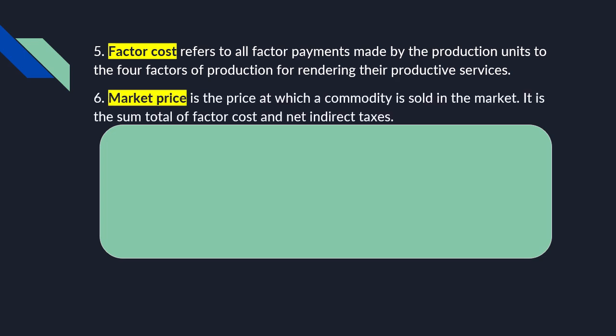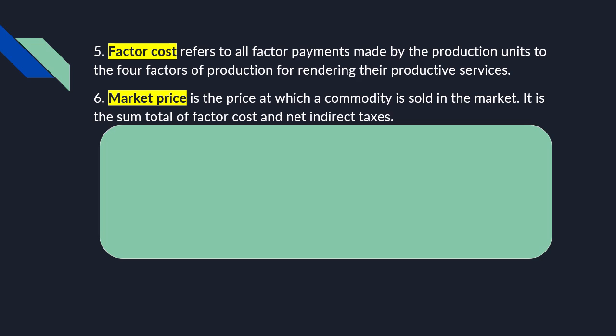Now, if we have to discuss how production units are going to set the market price of their goods and services. First of all, they are going to include the factor cost which they are paying to the factors of production for the factor services they are rendering. Also, they are going to include the indirect taxes which they are paying to the government for production and sale, right? And along with the indirect taxes, they also have to reduce the subsidies, because that is the financial assistance provided by the government.